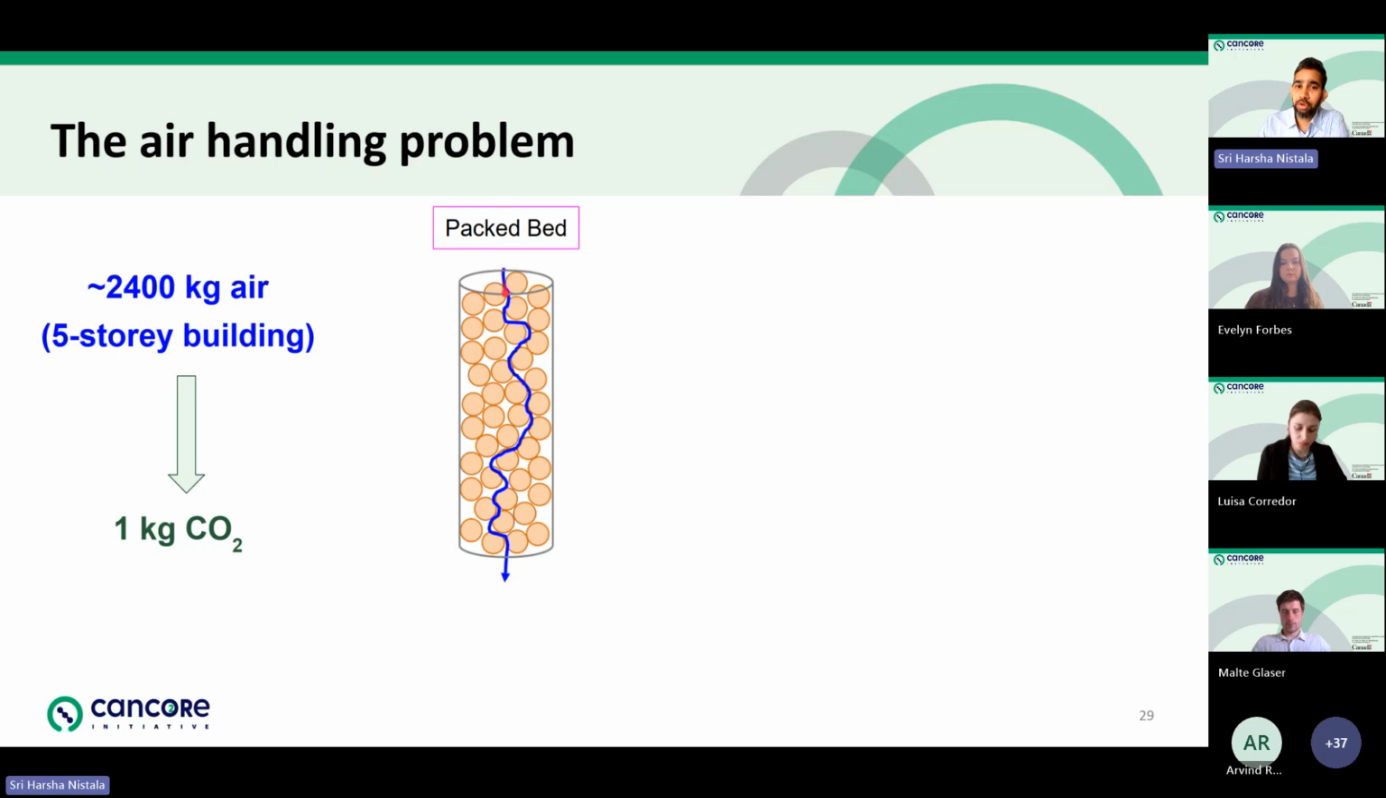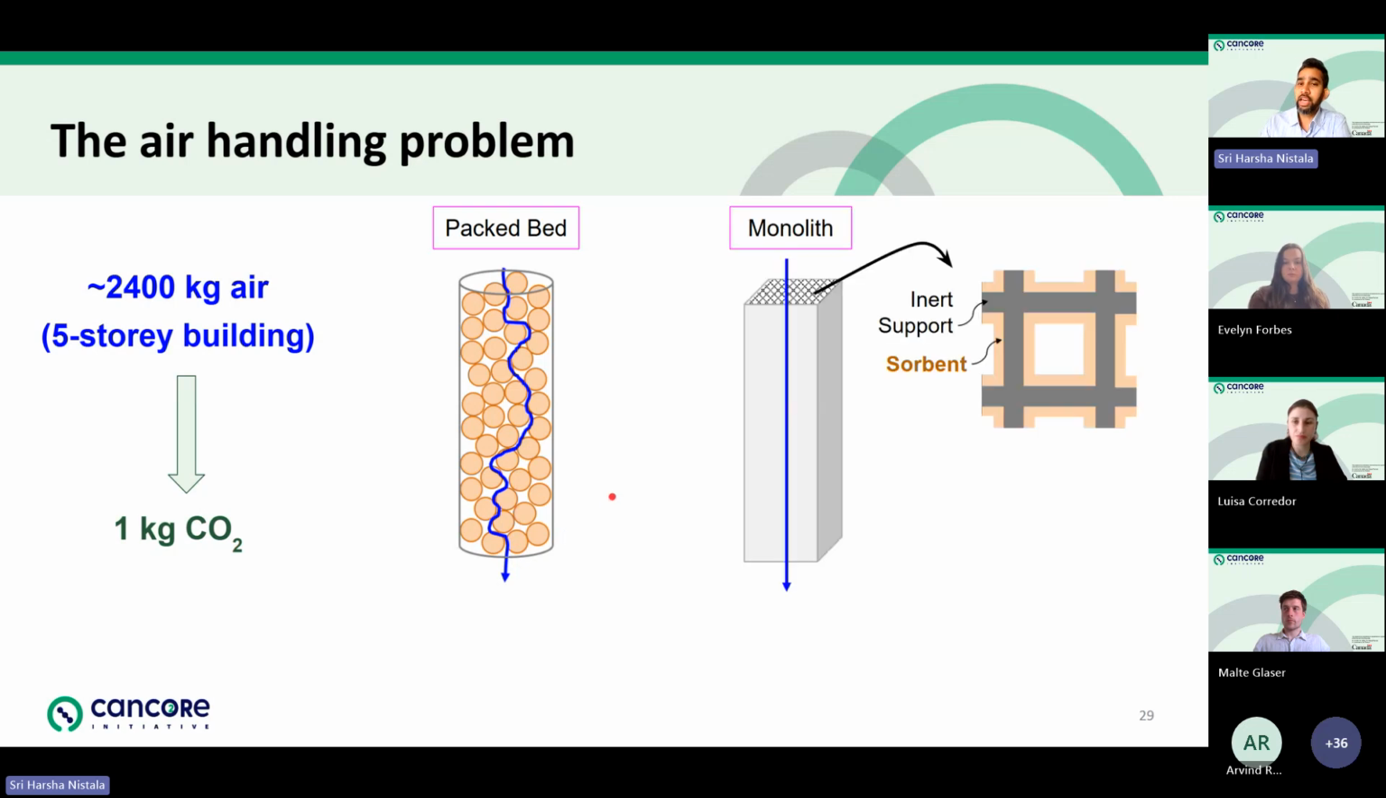But as you can see, the flow of air in a packed bed is not straight. It is curved because of all the obstructions of the particles, and therefore it requires more effort and energy to move the air through a packed bed. Therefore, a new kind of DAC vessel known as a monolith has been proposed. So this monolith has parallel sections that go from one end to the other end. And if you look at the cross section of the monolith, it has an inert support or walls, and the sorbent is painted on the walls like paint on a wall.